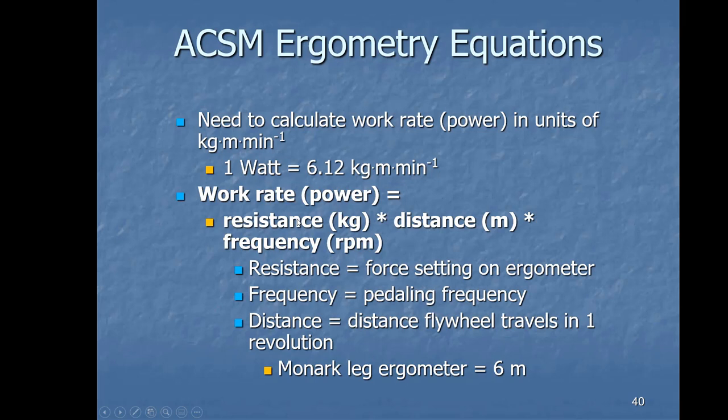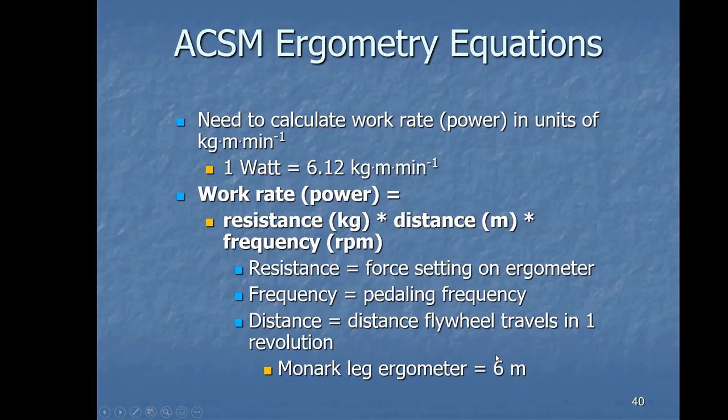So work rate or power is due to these things. Resistance, that's the force that you're pedaling against. The distance, which is going to be consistent for us, it's the distance that the flywheel on the bike would go during 1 revolution. And then the frequency, or RPMs, that's the revolutions per minute of the pedals. So basically the cycling cadence. So resistance, force setting, frequency, the pedaling frequency, distance, how far it goes in 1 revolution.